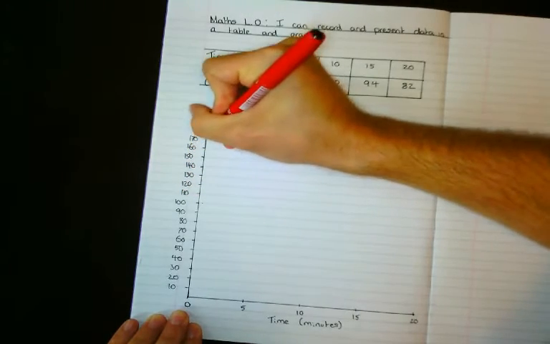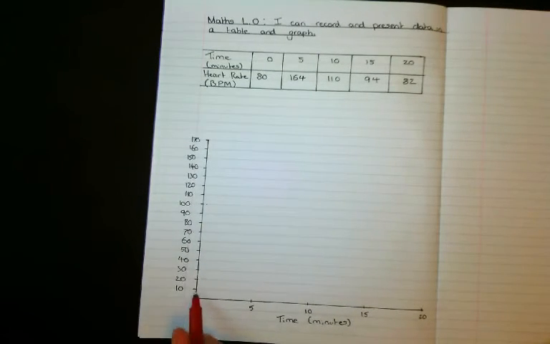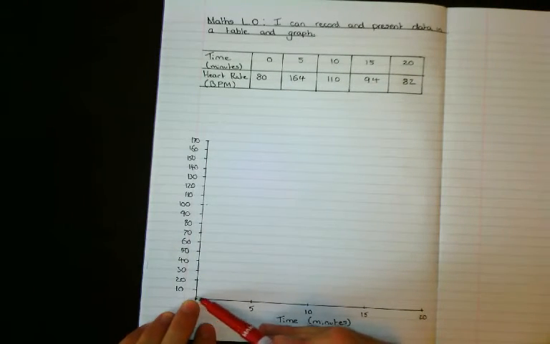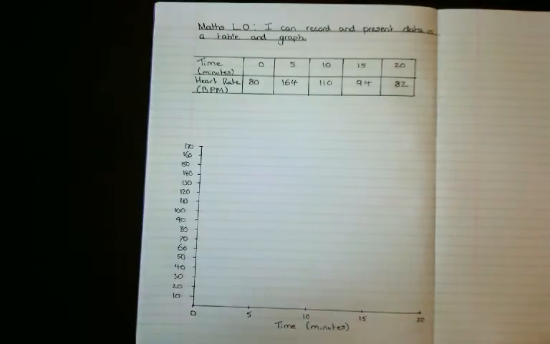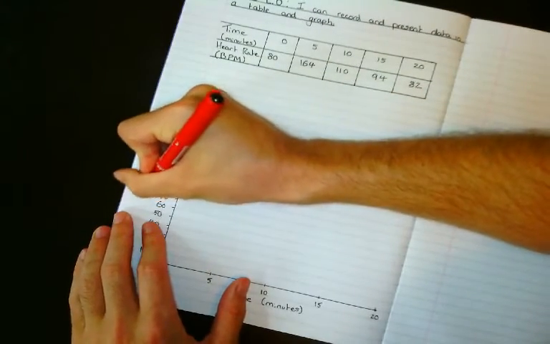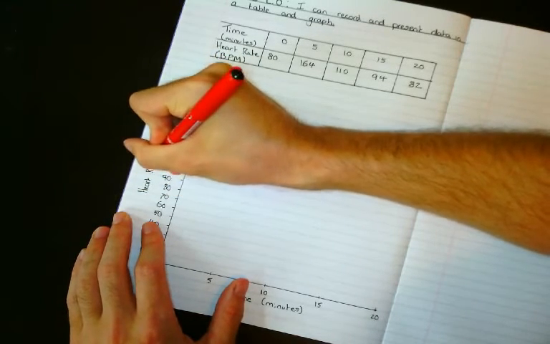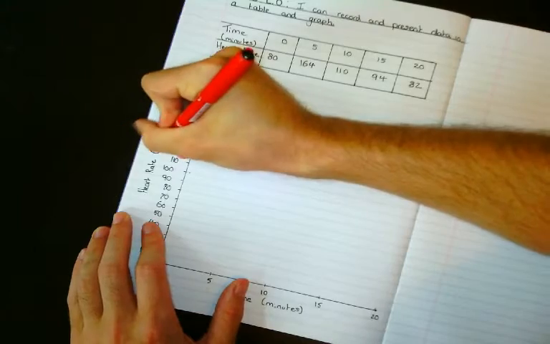Now if we were doing this on graph paper, then we might have further little sections showing the 10 in between, but we don't because we're working in our books. So I've just got to imagine that there's 10 sections in between each. It might not be totally accurate, but we can have a good go. And then here I need to label heart rate, and that's in beats per minute.